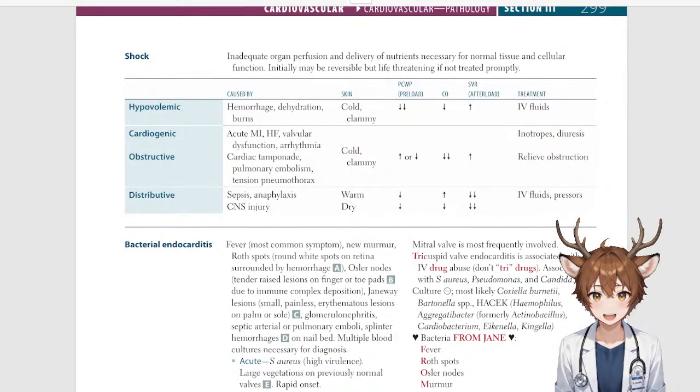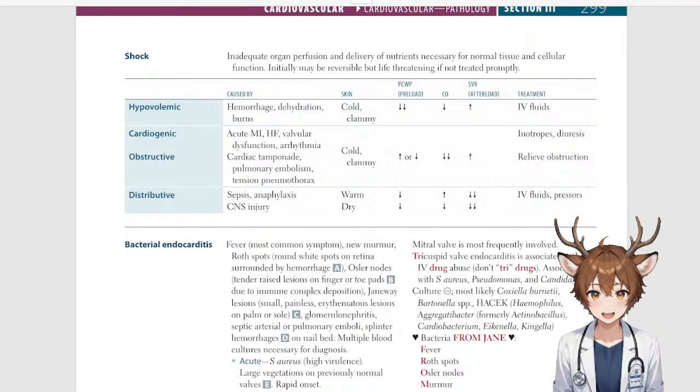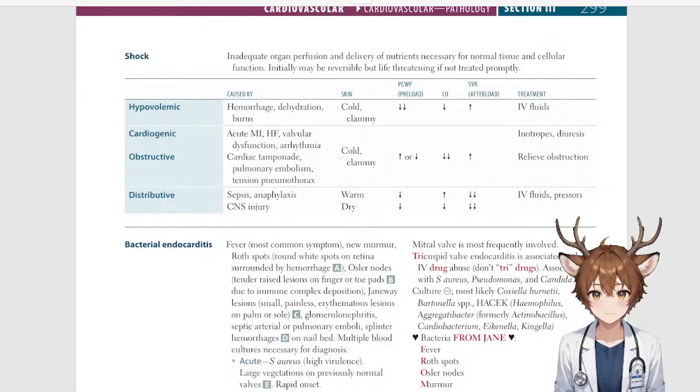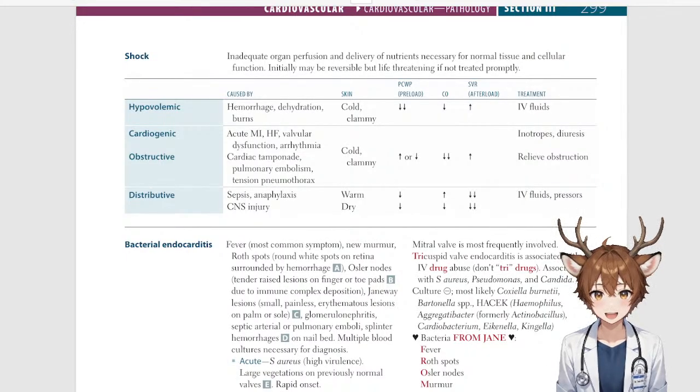What about CNS injury? CNS injury will also have systemic vasodilation. You have warm, dry skin, like before. You have decreased CVP, decreased wedge pressure. You actually have a decreased cardiac output. Okay, so that's different from the sepsis early on and the anaphylaxis.